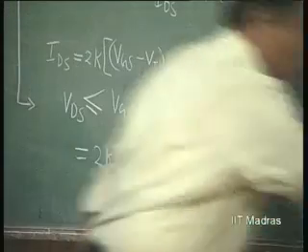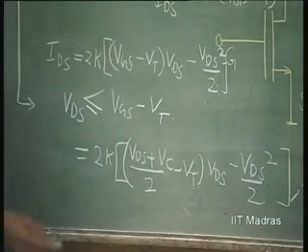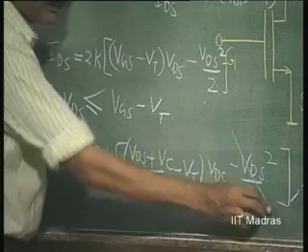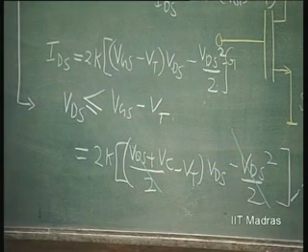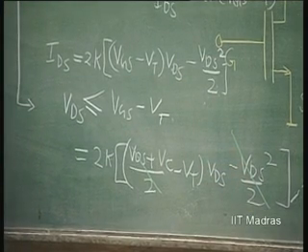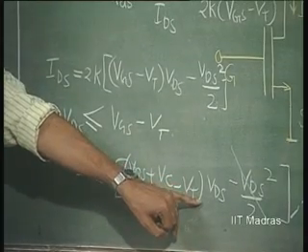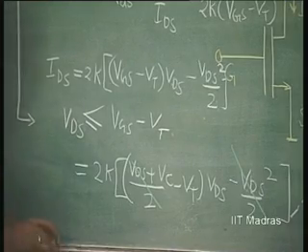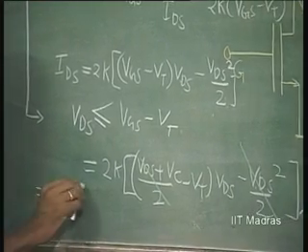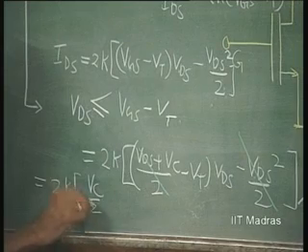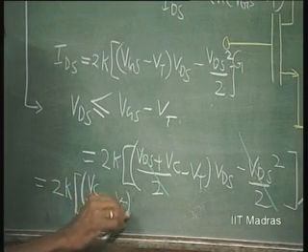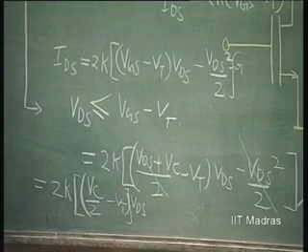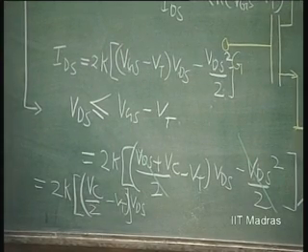Now, what happens here? This term cancels with this term exactly. VDS by 2 into VDS, which is VDS squared by 2, gets cancelled with that, and we are left with 2K into (Vc by 2 minus Vt) into VDS, which is perfectly linear as far as VDS is concerned.